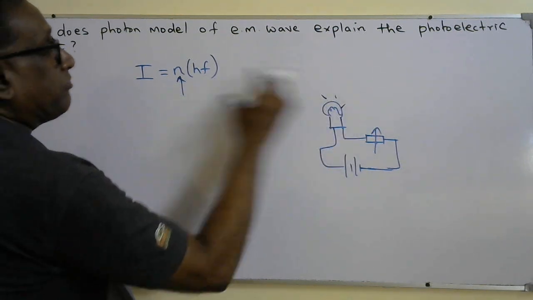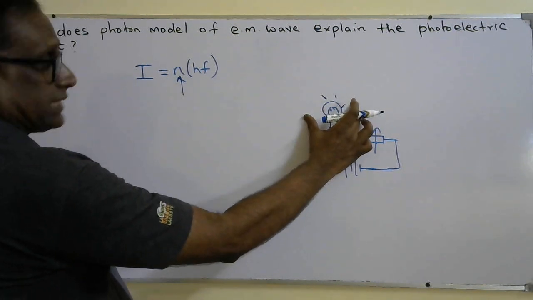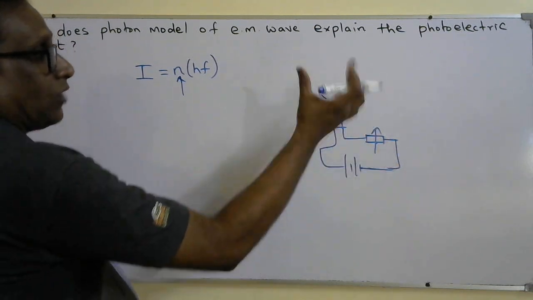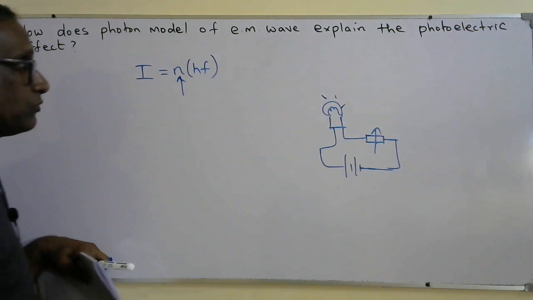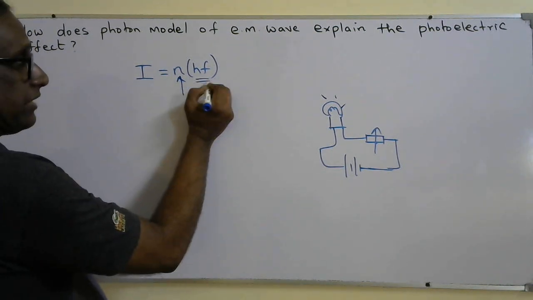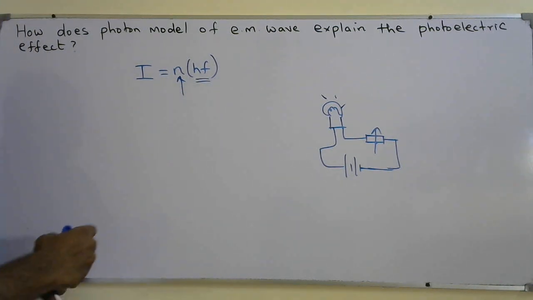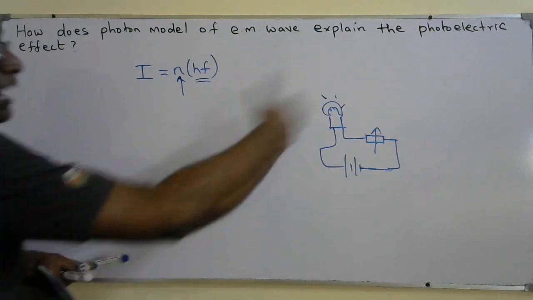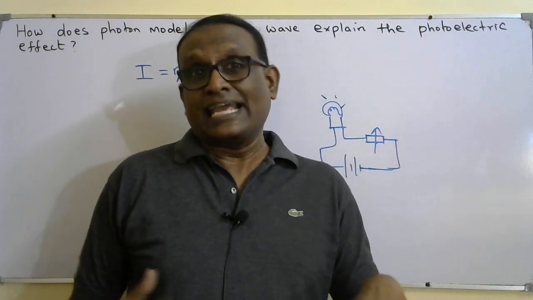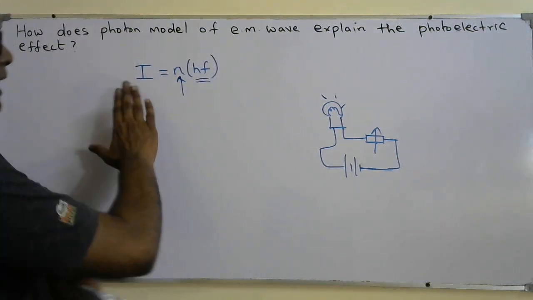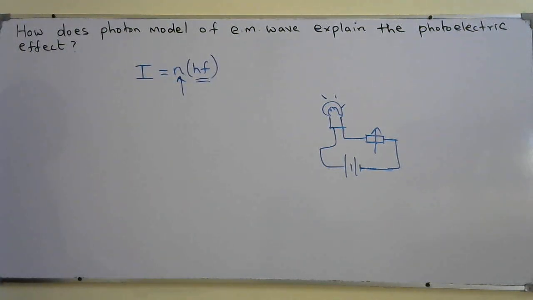By keeping the frequency of the light constant, for monochromatic light, when you increase the brightness, what happens? No change in hf, but n will increase. What is n? The number of photons emitted by the bulb per unit area per second will increase. Remember, that happens according to the photon model.